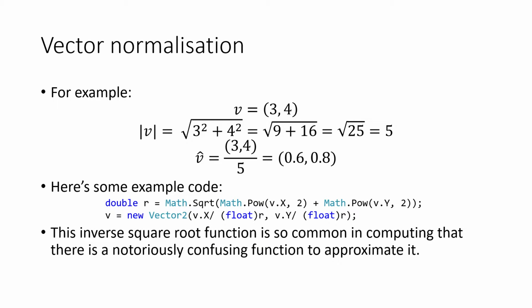As I said earlier, this inverse square root function is so common in computing that there's a function to approximate it. It's notoriously confusing. John Carmack, one of the most famous programmers out there, he didn't even write the function. It was basically blagged from Xerox Corporation, and he didn't fully understand it. So I'm not gonna look at it just now, but you can Google it.